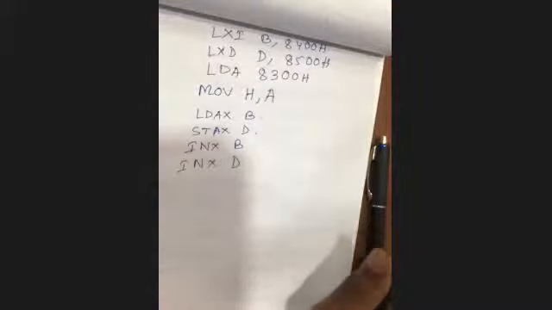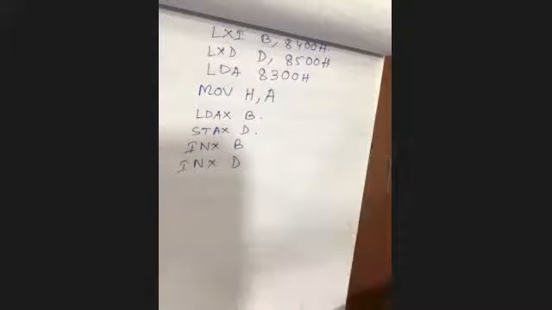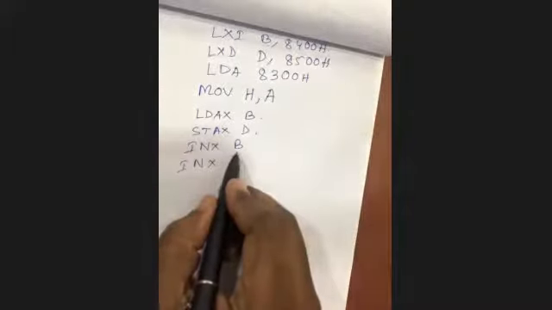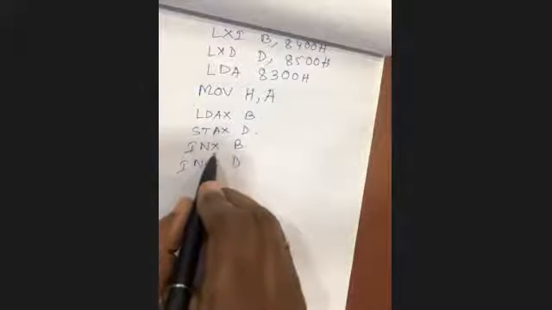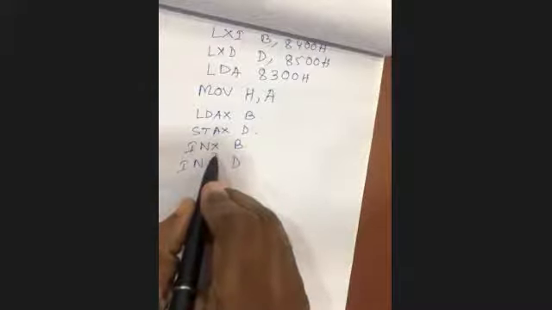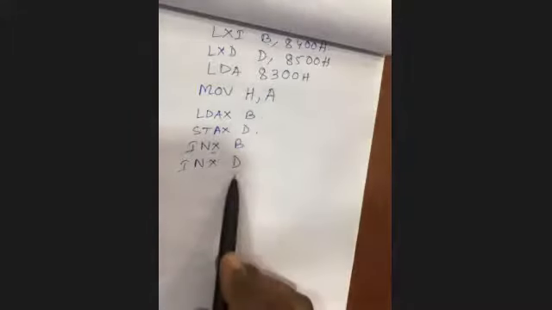It will increment by 1. Now, what is the function of INX B? It's INX, not INR. It is a register pair. So B is BC, nothing but BC is equal to BC plus 1. So what will be the value now? 8401. And INX D, the D register pair, will be 8501.